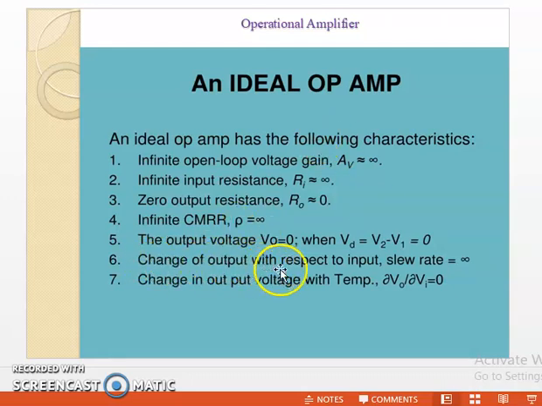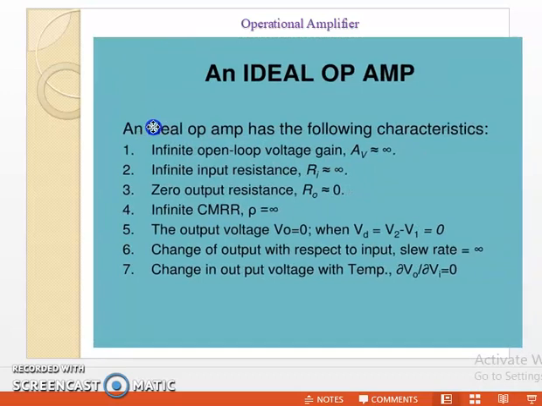Change of output with respect to input, and slew rate is infinite. The change in output voltage with temperature, that is dV0 by dVi, is equal to 0. So in this way these are the ideal characteristics of an operational amplifier. But in actual practice these cases are not possible. These are only in the case of an ideal operational amplifier.